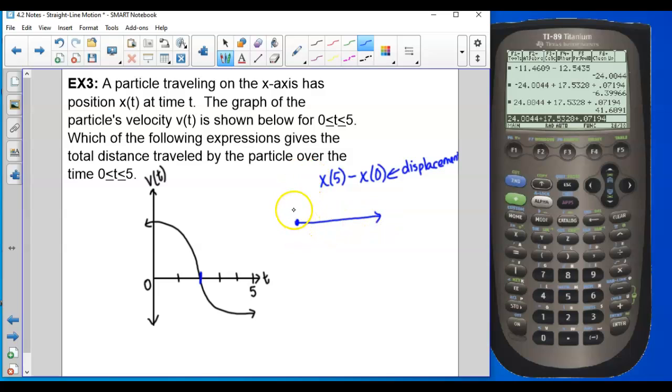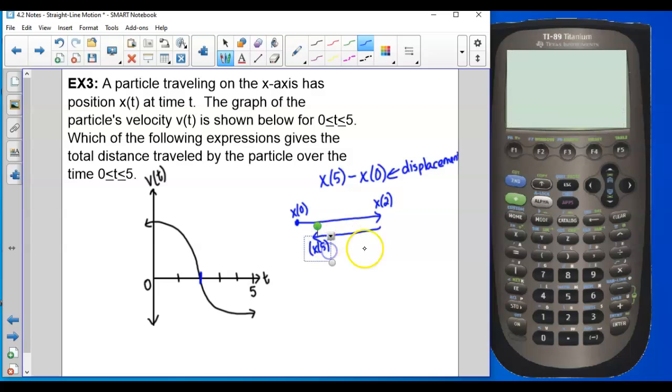So my x of 0 to x of 2, that was going to the right. But then, from 2 to 5, so here's x of 2, right here is x of 5, I went back to the left. So what I want is I want these values to be positive. I want the distance that I traveled to be positive.